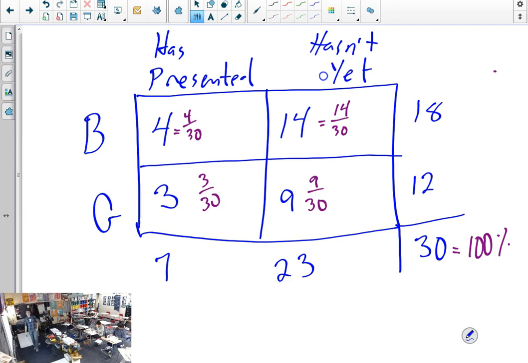What is the probability that the person chosen has already presented? 7/30ths. Has not presented: 23/30ths. Is a girl: 12/30ths. Is a boy: 18/30ths. If we wanted to, we could also set this up in an area model.